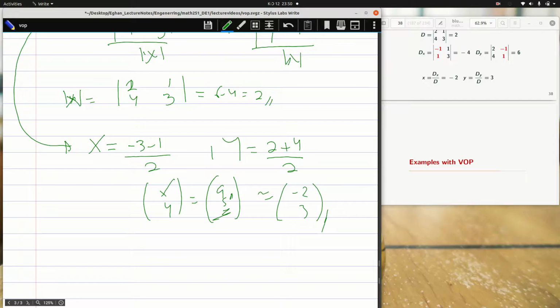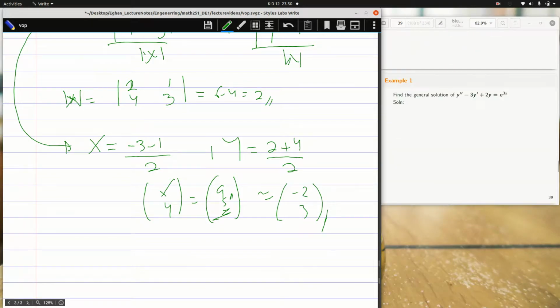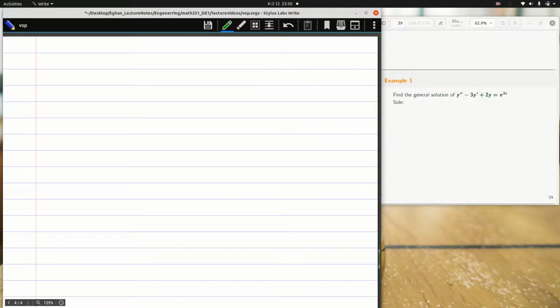Example 1. So I'll take a new sheet here. We want to find the general solution to a problem of the form y, it is second order. Okay. Now this is non-homogeneous. Because this is just an exponential function, I can use MUC to solve it. I can use VOP. I should get the same answer. So I'm going to use VOP.